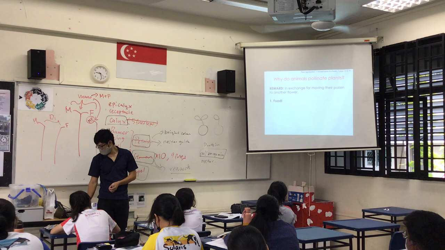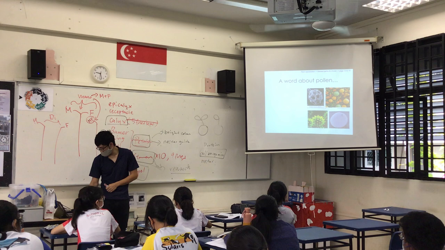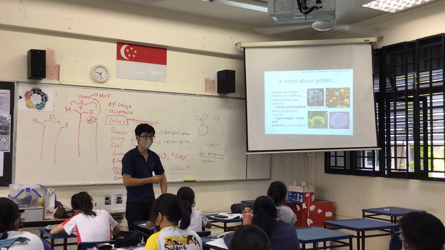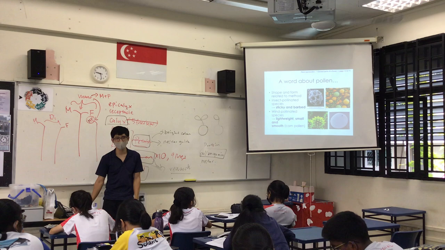We also talked about why pollinators will even go to insect-pollinated plants, first of all for rewards. If we look at pollen grains up close, you'll find that they're also adapted. Insect-pollinated pollen grains tend to look rather spiky, so that they can cling on to animals better. The wind-pollinated ones tend to be very simple looking, like the bottom right hand corner. Very light, they can just fly in the wind.